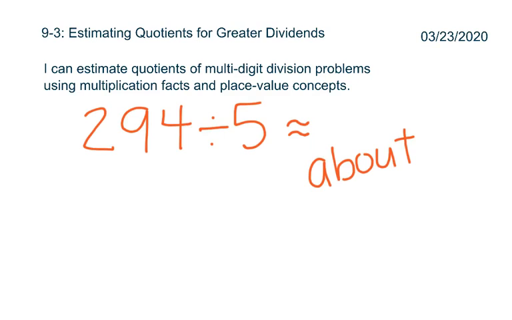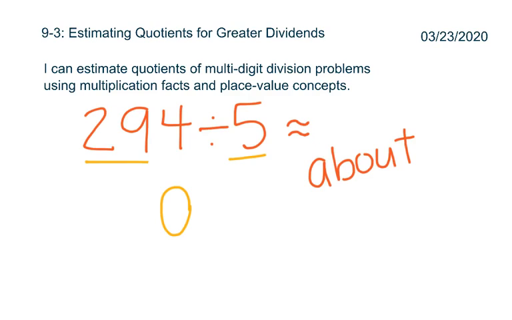So I'm going to look at my divisor and think about if I were to have multiples of this number, what multiples would I find? So 5, 10, 15, 20, 25, and so on. I'm then going to look at my dividend. My dividend, 294, is going to get rounded first by changing the ones place to a 0. Then I'm going to focus on just the first 2 digits, 29, and I'm going to think about what number is close to 29 that's divisible by 5.